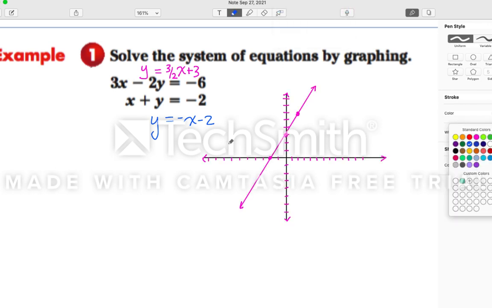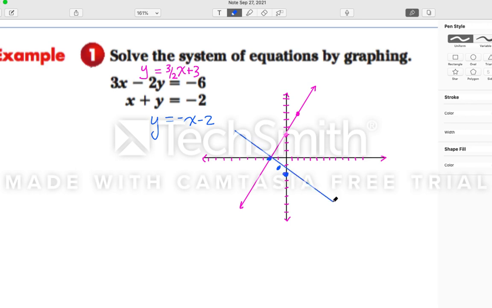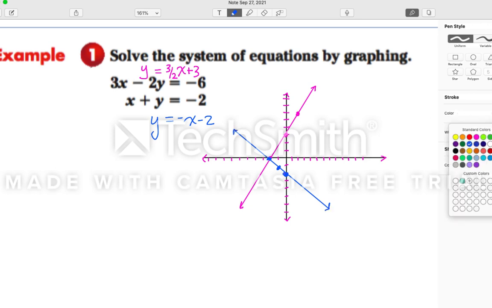So then I've already done the pink one, so I'm going to go and do the blue equation where my negative 2 is my y-intercept, and I rise one, go back one, up one, go back one. And you can see that we found the place of intersection, even if my line doesn't look that great. And you see that we have our solution. So our solution is here at negative 2, 0.